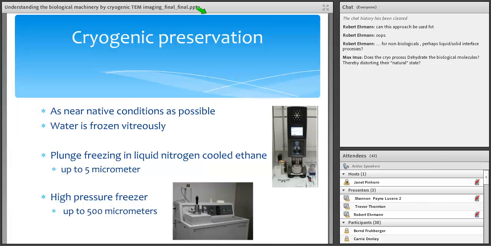We have a concern from one participant. Does the cryo process dehydrate the biological molecules, and is there some distortion of the natural state? We try not to dehydrate the biological molecules. When we plunge freeze, what we do is we are blotting away the liquid, and that's our next slide.